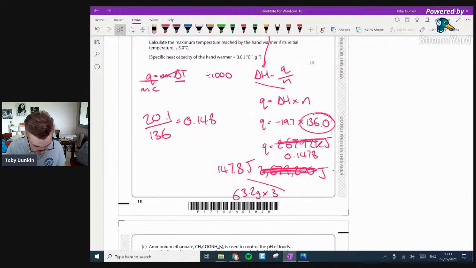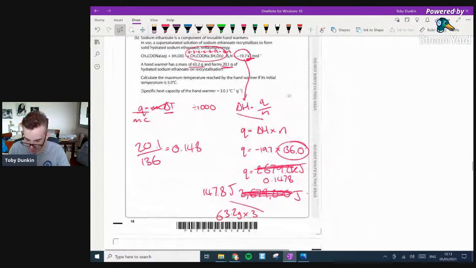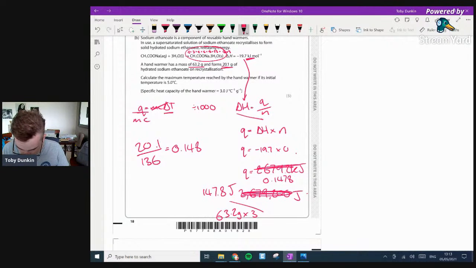Right, now divide it by brackets 63.2 times 3. That doesn't make any sense either. I've gone and stuffed something up here, folks. I'm on the right lines now. That was a stupid mistake. Kilojoules per mole, 19.7 times by 0.148. 19.7 times 0.148. I've really stalled myself here, guys. I'm writing down the wrong answers.